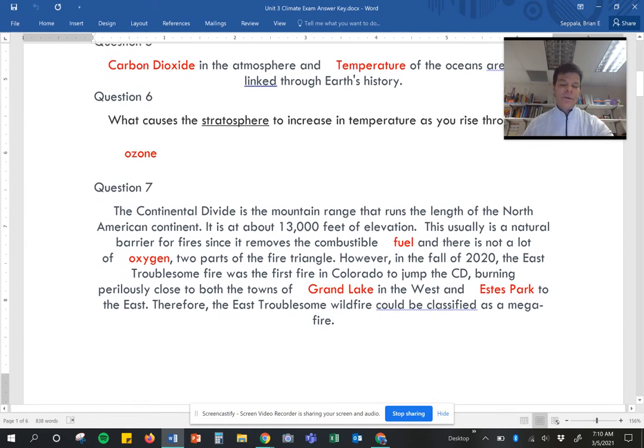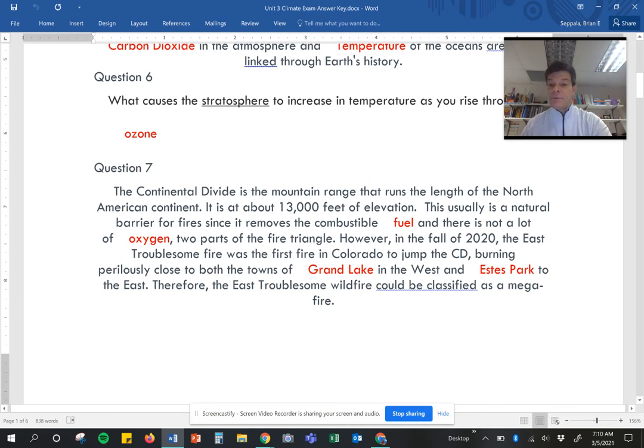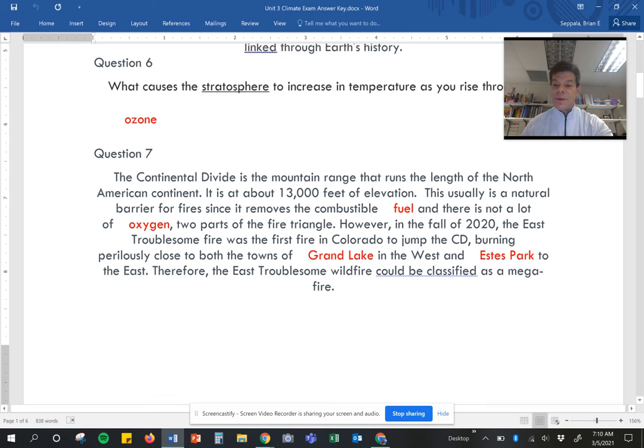So number seven gave people some problems. It gave people some problems because, to be honest, they really weren't listening when we talked about this a lot. The Continental Divide, there's not a lot of combustible fuel up there, and there's not a lot of oxygen. However, in the fall of 2020, it did cause that fire to burn from Grand Lake in the west to Estes Park in the east, causing the East Troublesome to be a mega fire.